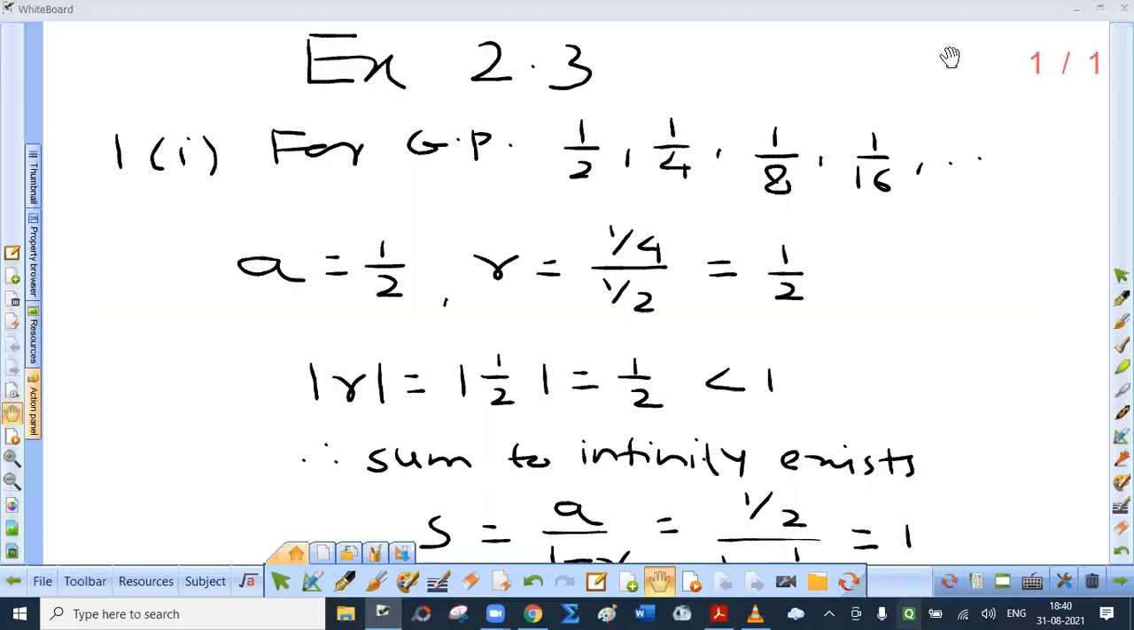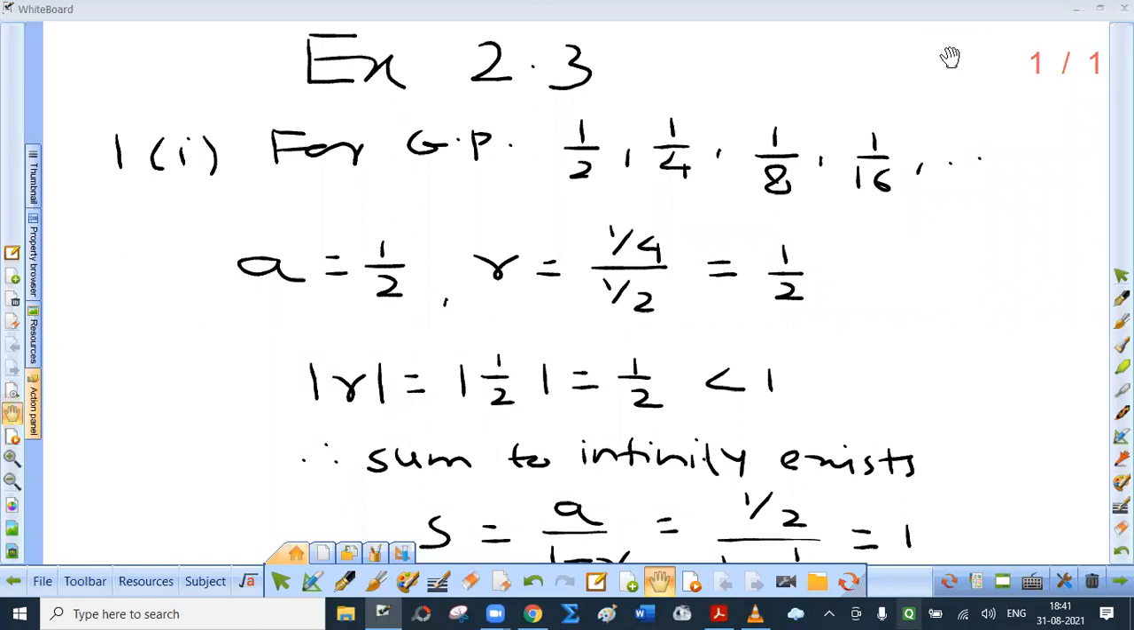Exercise 2.3. First question, determine whether the sum to infinity of the following GPs exists. If exists, find them. We'll be doing first 3, 4th and 5th for homework. Now you need not examine whether the terms are in GP or not, because we are given that the sequence is a geometric progression. So for the given GP, half, 1 by 4, 1 by 8, 1 by 16, first term A is half, common ratio second by first, so it is again half.